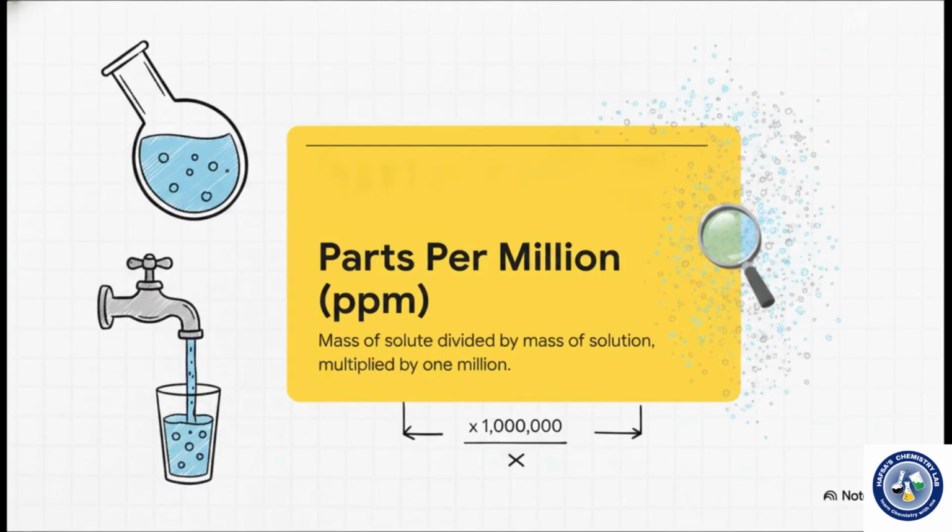Now, on the flip side, what if you have an incredibly tiny amount of something mixed into a massive amount of liquid? That's where parts per million, or ppm, comes in handy. You literally take the mass of your solute, divide it by the mass of the whole solution, and multiply it by 1,000,000. If you've ever looked at a local water report detailing the hardness of your tap water, which is usually just tiny traces of calcium and magnesium, you'll see it measured in ppm.